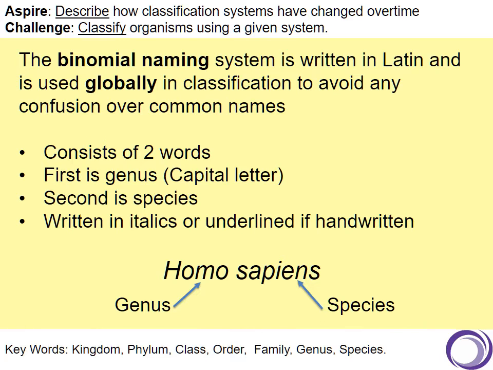So some simple rules for writing the names of living things. The first name is written by using the name of the genus to which the organism belongs, and it's always written with a capital letter. The second name is the name of the species to which the organism belongs, and it always starts with a lowercase letter. And the two names are underlined if they are written by hand, and written in italics if they are printed. So the example we've got on this slide is Homo sapiens. The genus they belong to is Homo, and the species is sapiens.